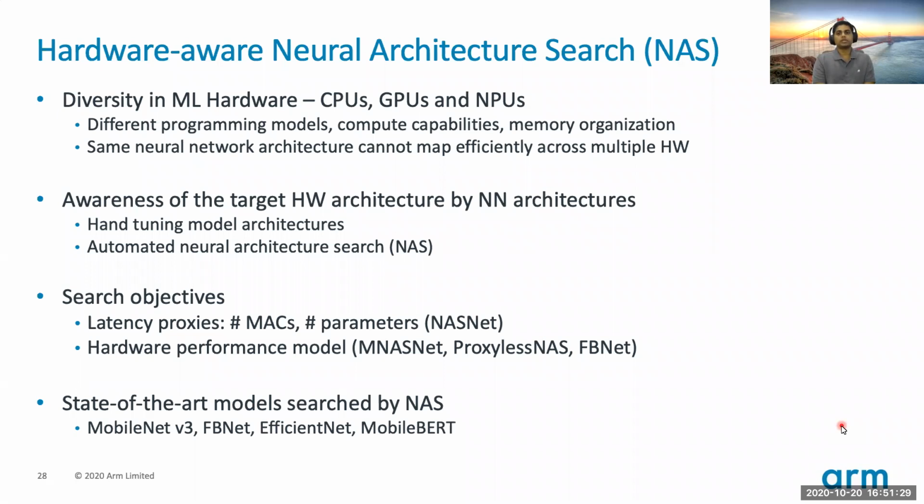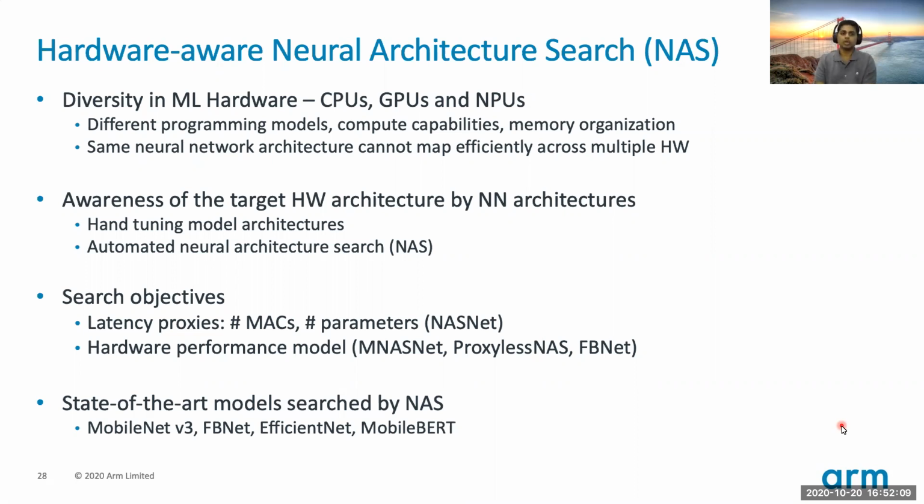So the neural networks should be aware of the target hardware architecture, and one of the methods to achieve this is hand-tuning the model architectures to fit well to the hardware. This is also called rule-based. You have a set of rules, and you follow them one by one, doing graph editing to replace the inefficient block with an efficient block. But that is a little time-consuming. Sometimes you will not get globally optimal solutions.